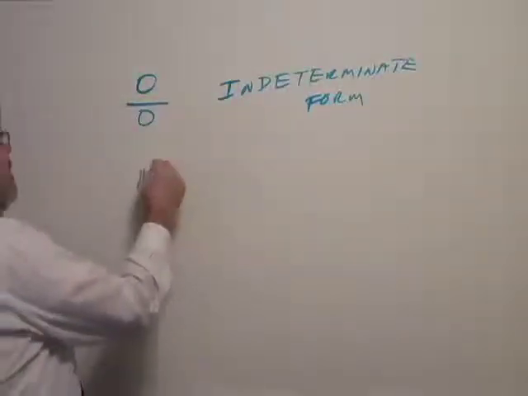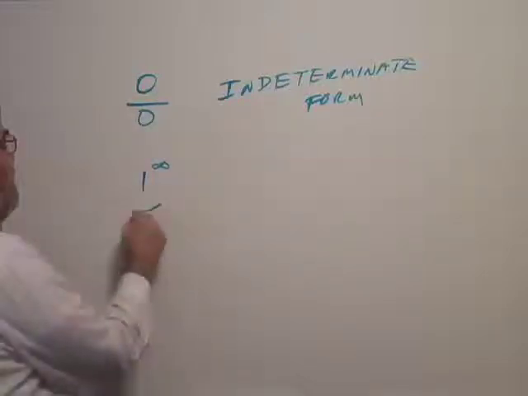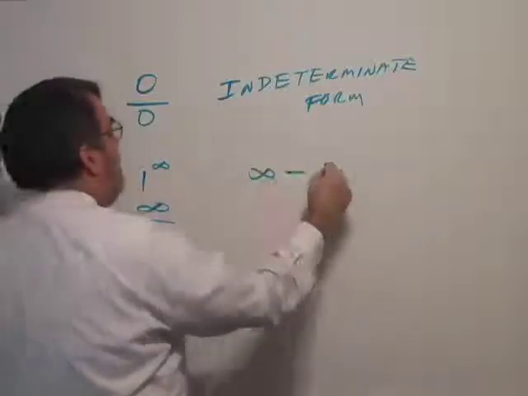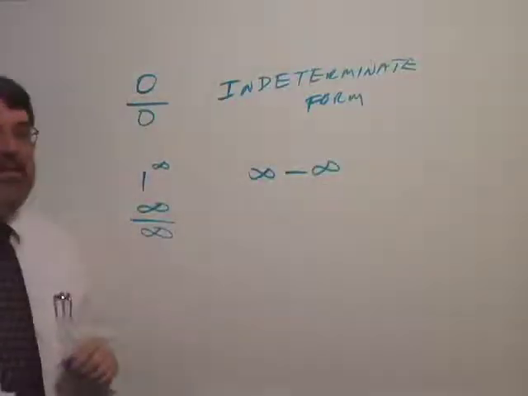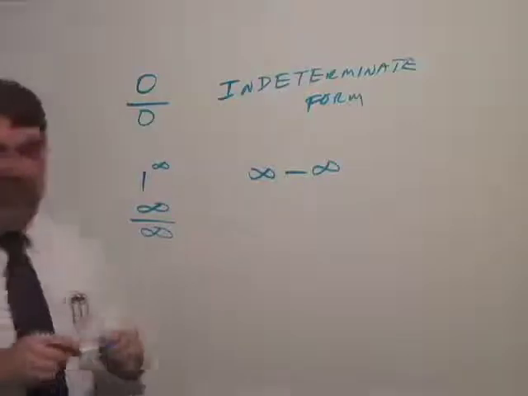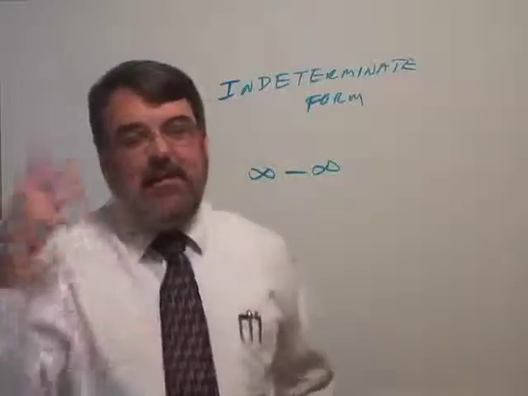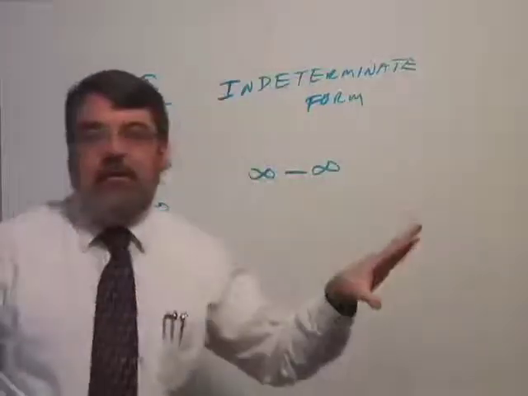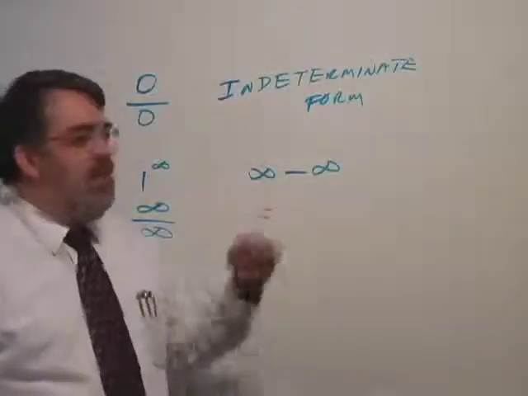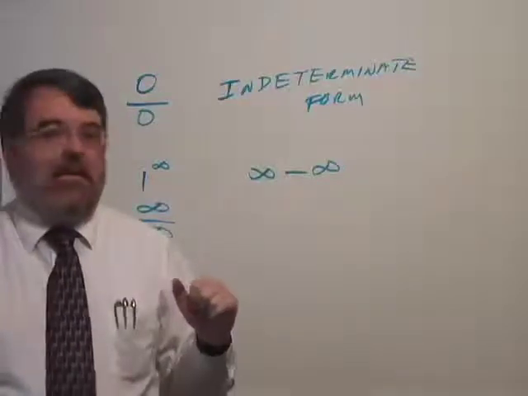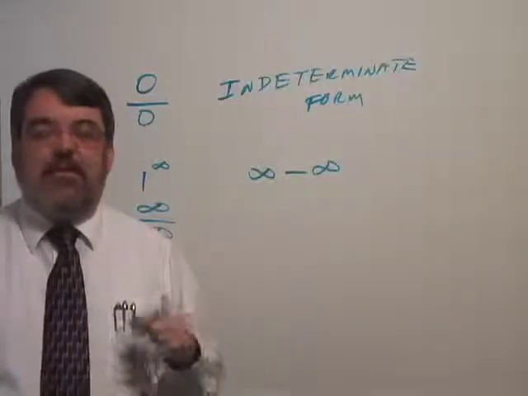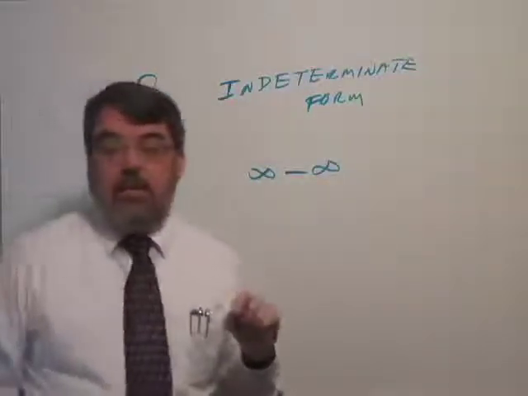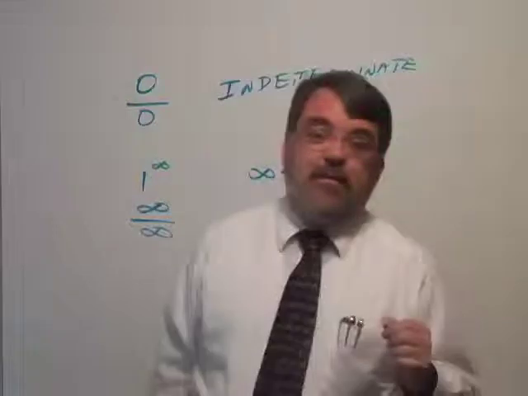Let's see, 1 to the infinity power is an indeterminate form. Infinity over infinity, that's indeterminate. Infinity minus infinity is indeterminate. There's probably another 1 or 2 of those that I'm not thinking of off the top of my head. We study these in calculus. Actually, about calculus 3, I think, is when we really start to study those seriously. But we do confront this issue in calculus. It is at the basis of differential calculus.